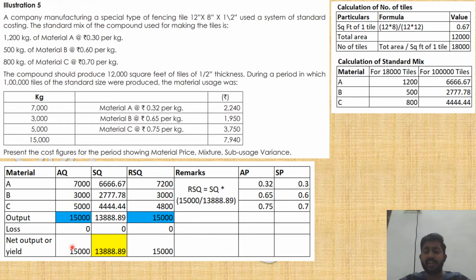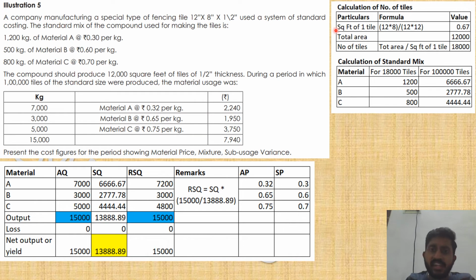Now what is the difference from the previous problems? In all the previous problems standard loss was there, but in this problem standard loss is not there. If standard loss is not there, the yield of the standard quantity and the actual quantity will not be the same. However, as per the principle of standard costing, the output of the actual quantity and the revised standard quantity will be the same. That has to be the same in any problem, of any kind, because the revised standard quantity is the output. For the output that is produced, what should be the standard quantities? Now we have to calculate this.